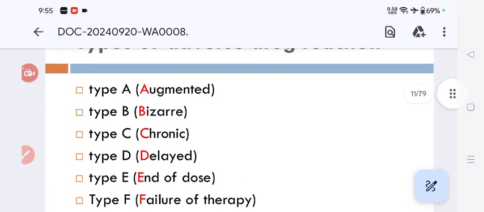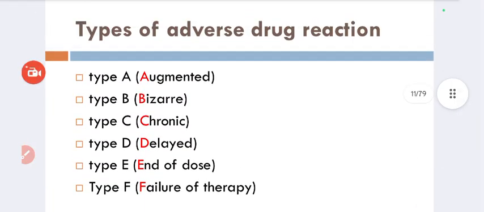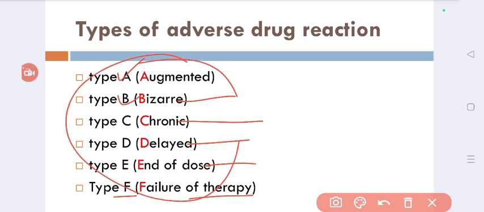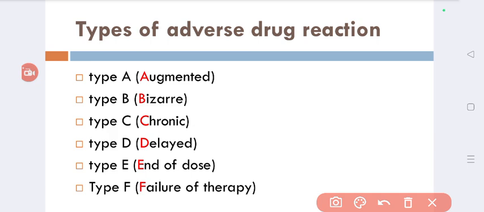Today we are going to talk about types of adverse drug reaction. Type A means augmented, B means bizarre type of reaction, C means chronic, D means delayed type of reaction, E is end of a dose or end of a treatment, and F is a failure of therapy. So these are the various types of adverse drug reaction that we are going to discuss one by one.